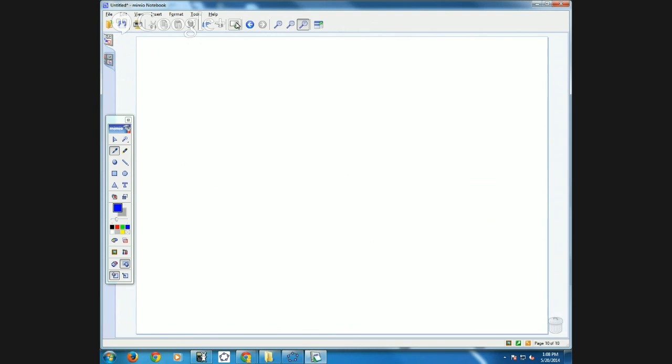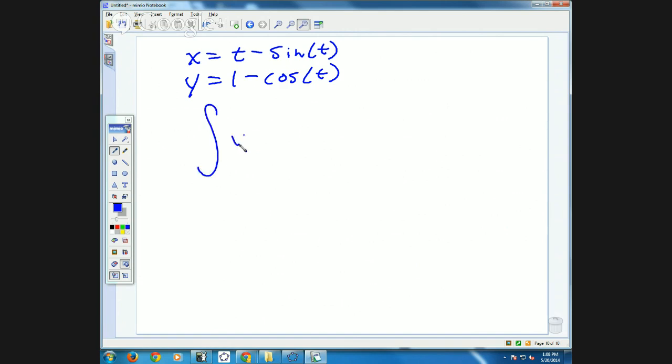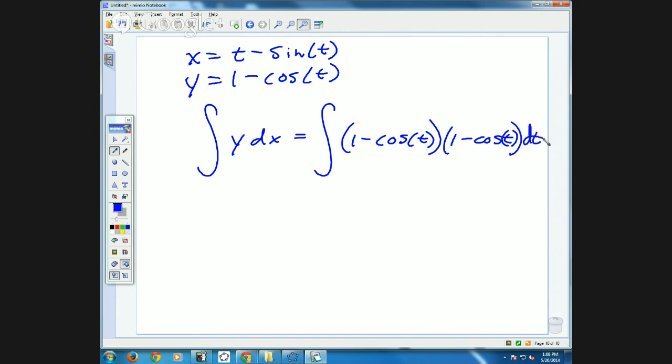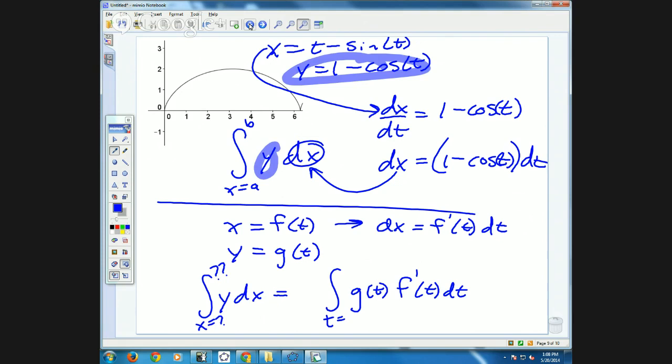So for our particular problem, again, we have x equals t minus sine t, and y equals 1 minus cosine t. And we have our integral y dx becomes the integral, let's see, y is 1 minus cosine of t. And then our dx was, hey, check it out, that was also 1 minus cosine t. Yes, that's squared. So we got to decide, what are our boundaries of integration here?